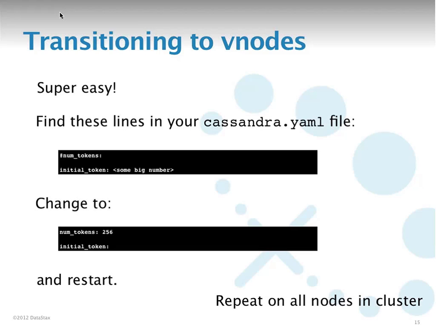Don't worry about that right now. There'll probably be some blog posts on that number and how it relates to your hardware, but for now, it just goes to 256. Then restart the node, just Cassandra stop or Cassandra restart on the command line.